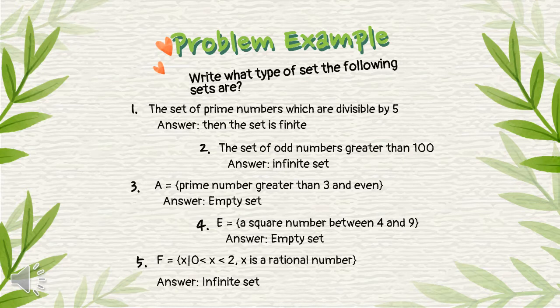The third, set A is prime numbers greater than 3 and even, and the answer is empty set. The fourth, set E is a square number between 4 and 9, and the answer is empty set. And the fifth, set F is 0 < x < 2, x is a rational number, and the answer is infinite set.